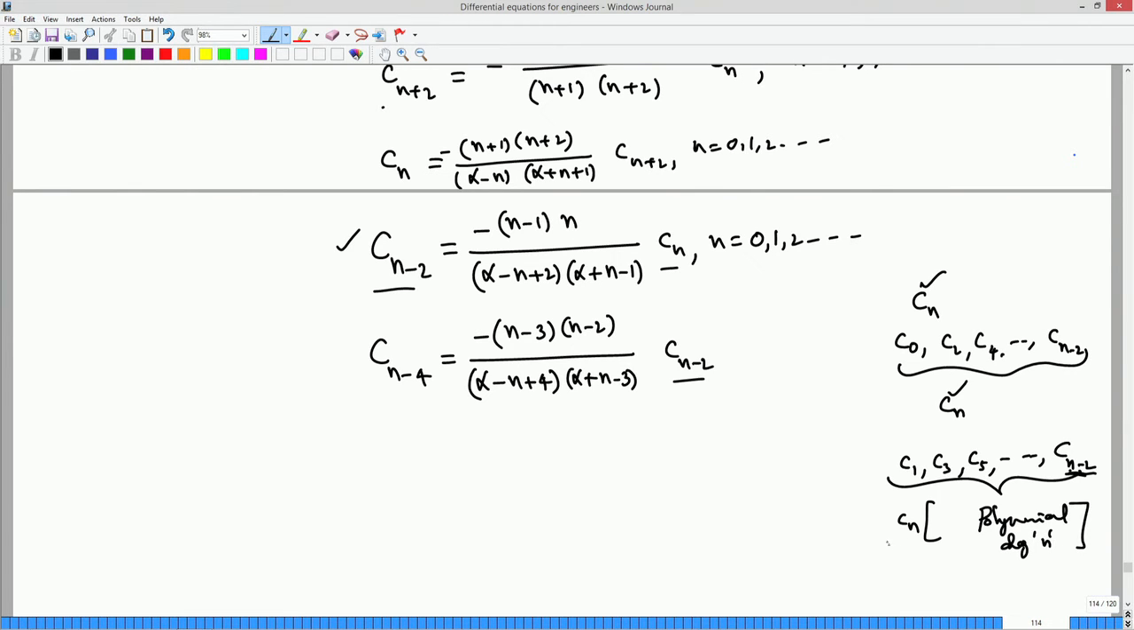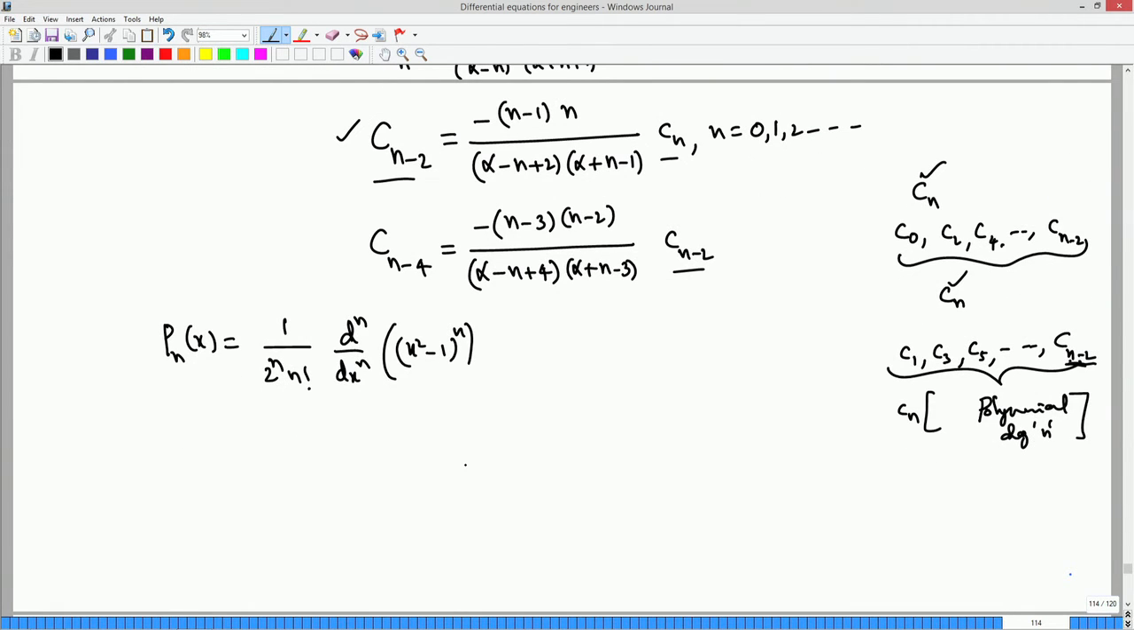So, this Cn I fix as, now I know why. What is my Pn of x from the Rodriguez formula? It is 1 by 2 power n into n factorial, n derivatives of (x square minus 1) power n, okay. And this one we have already seen. What is the coefficient of x power n?